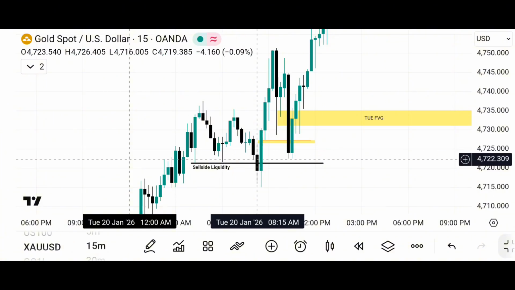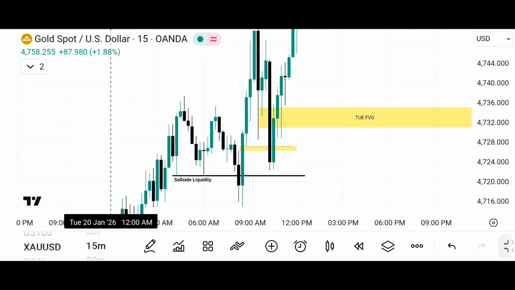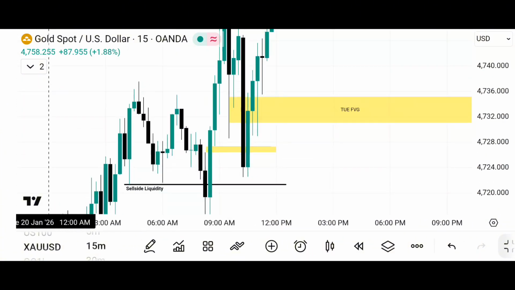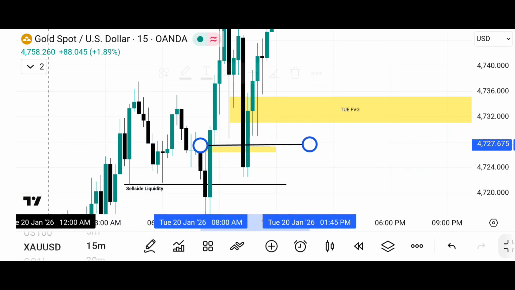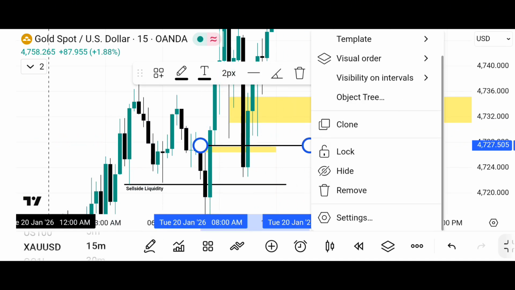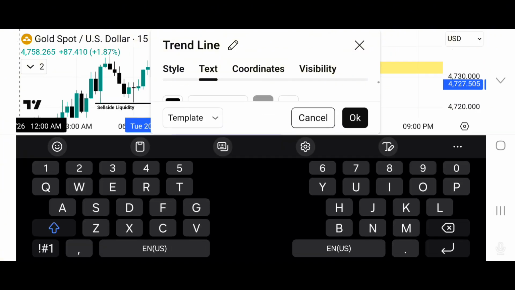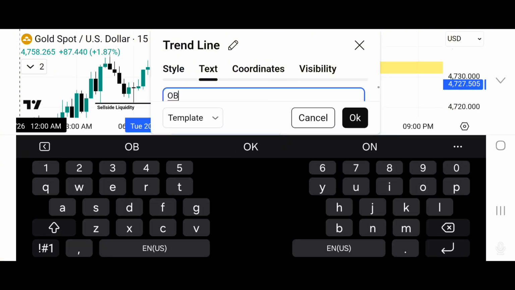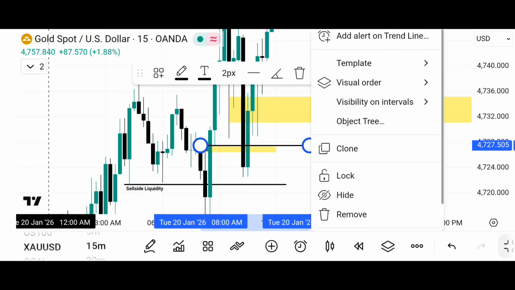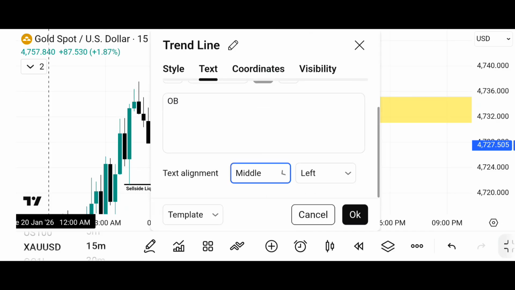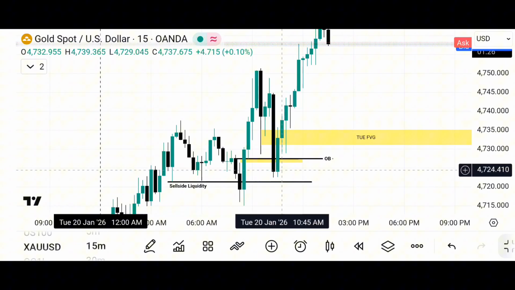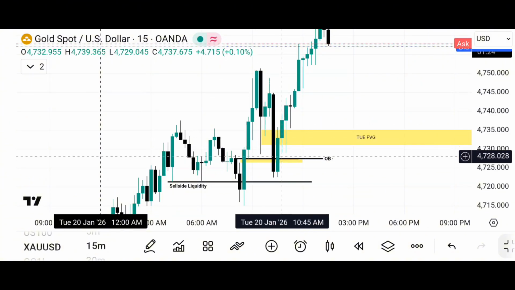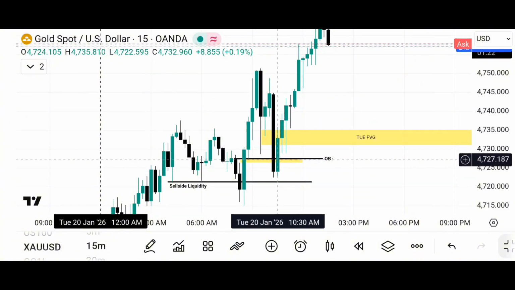it validates it as an order block. So this is an order block also, another confirmation for entry. I'll name it OB, order block. Let me put it in a spot where you can see. Now price is running down to the fair value gap and order block.